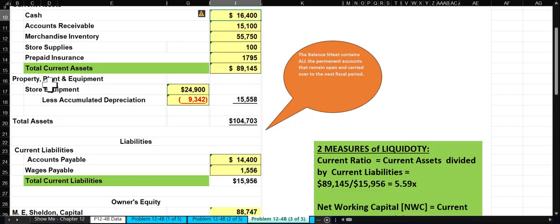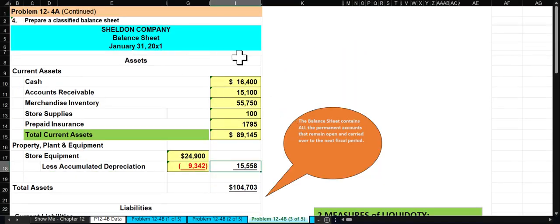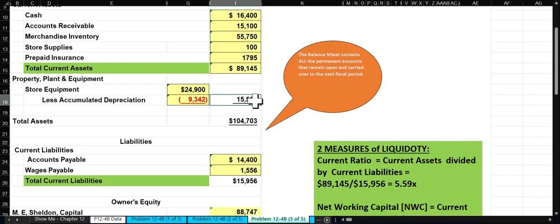Then we have our long-term or fixed assets. You can see here we have the store equipment, the original cost, subtract the accumulated depreciation. This is the book value. This is not the selling price of the asset. This is simply the value of the store equipment on the books of Sheldon Company on January 31st, 20X1. They could sell it for more than this. They may be able to sell it for less, but this is the value on the books based on the estimated amount that we have depreciated so far.